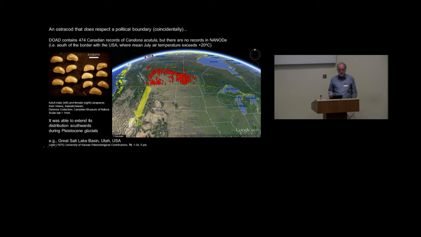And just as a little aside, here's an ostracod that does apparently respect a political boundary. This is a thing called Candona acucula. Here's its distribution in the Canadian data set in Dode. It's pretty common across the sort of Midwest there, but it doesn't occur at all in nanode, in the USA database. And it seems to be limited, coincidentally, along that line approximately by summer temperatures exceeding 20 degrees. It has gone further south during the Pleistocene. So, for example, during glacials, it's extended its range further south. It's found as fossil in the Great Salt Lake Basin in Utah.